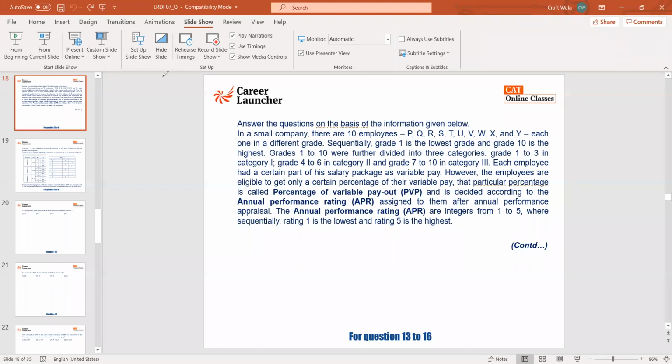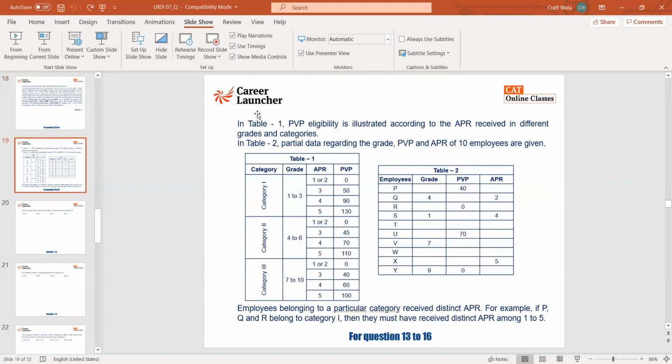So let's move to the next one. What does the next one say? Now, PVP is illustrated according to the APR, and then this table is given. Partial data of the 10 employees is given. Employees belonging to a particular category receive distinct APR. That means those who are in grade 7 to 10, all of them will receive different APR, right? Okay, this is what is given.